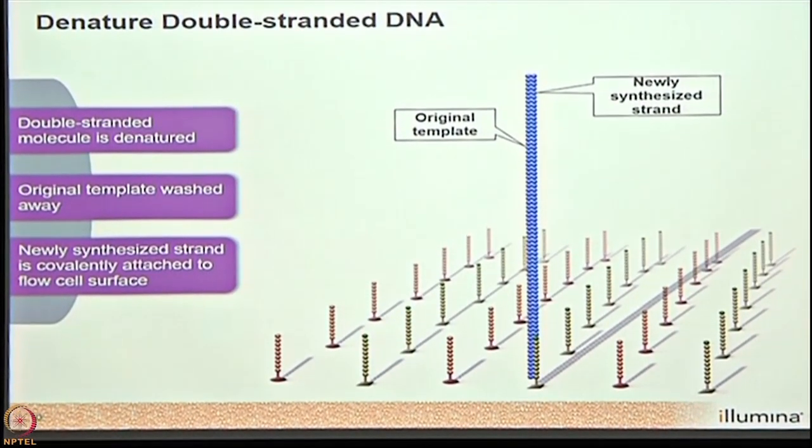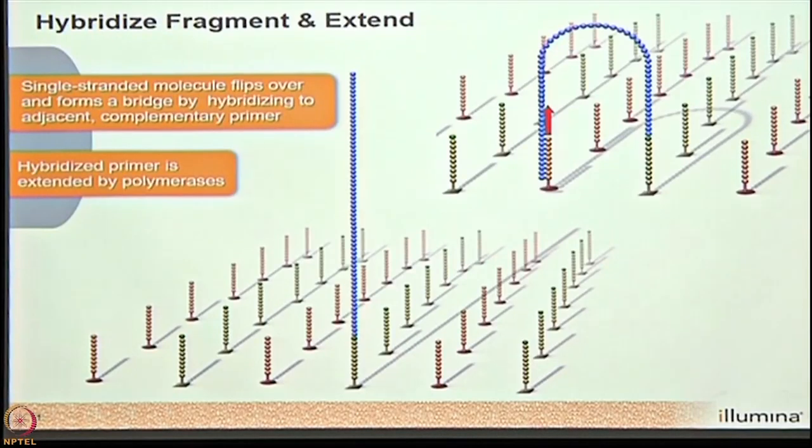Then we retain this original fragment because it is bound covalently to the surface of the flow cell, and because this strand is bound by hydrogen bonding, which is a weak bond, we denature it and wash away this original template. We retain this one. Clear? Then what you can see is this is left over here, and since this end is also complementary to this oligo, it will flip over here. Again we will add DNA polymerase, and you will see a bridge kind of structure.